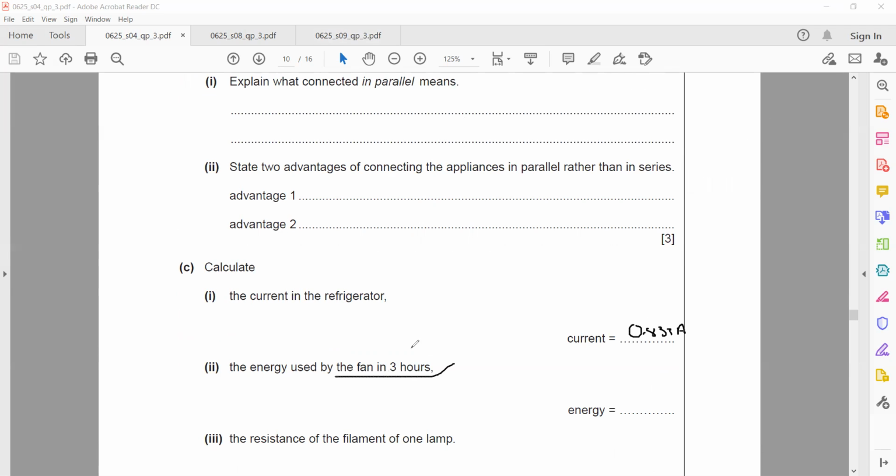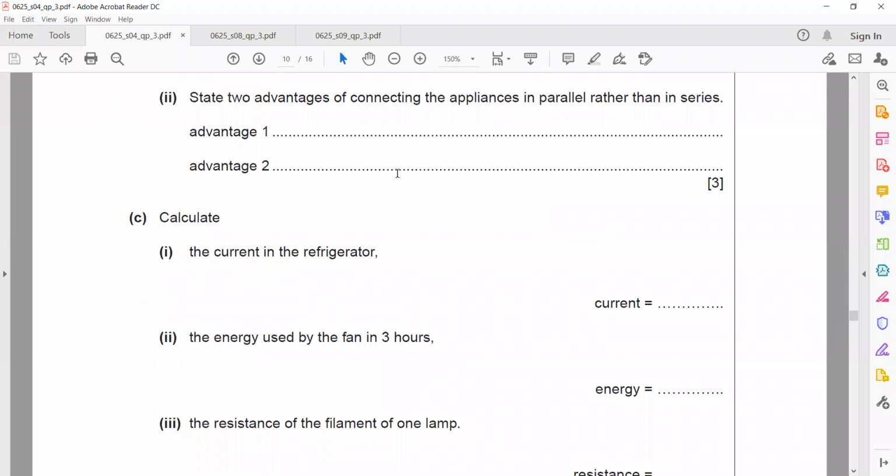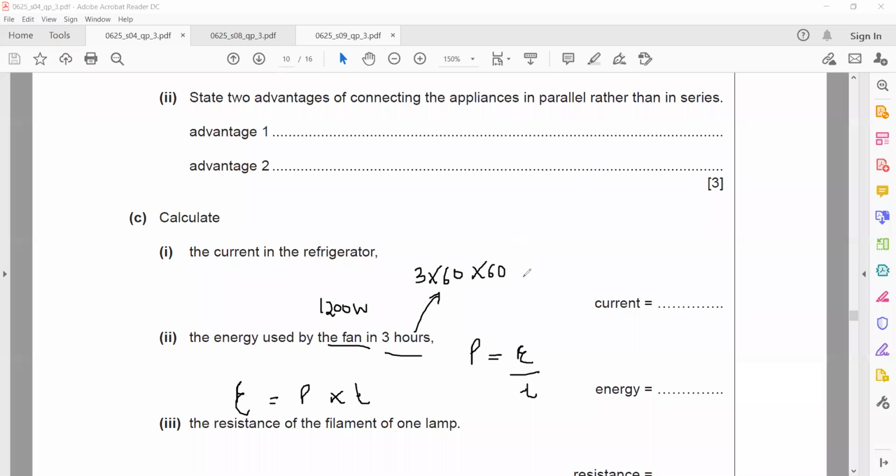The energy used by the fan in 3 hours. As we discussed in block 1 general physics, power is energy divided by time. So we need energy, so energy will be power multiplied by time. You have the power of the fan, which is given as 1200 W or 1.2 kilowatt, and the time is in hours. You have to convert it into seconds. So you have to convert 3 hours into seconds. First you multiply by 60 to convert into minutes, and then you multiply by 60 to convert into seconds. What's the final answer? Power multiplied by time.